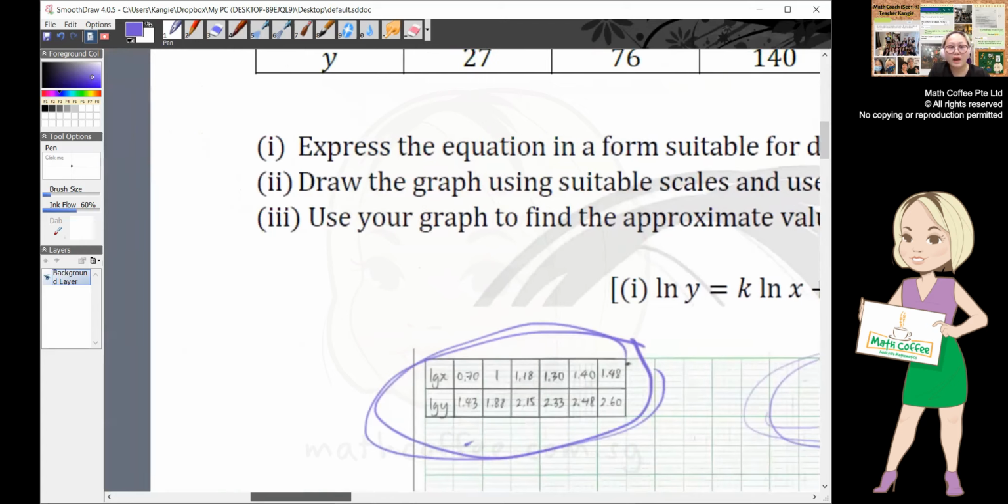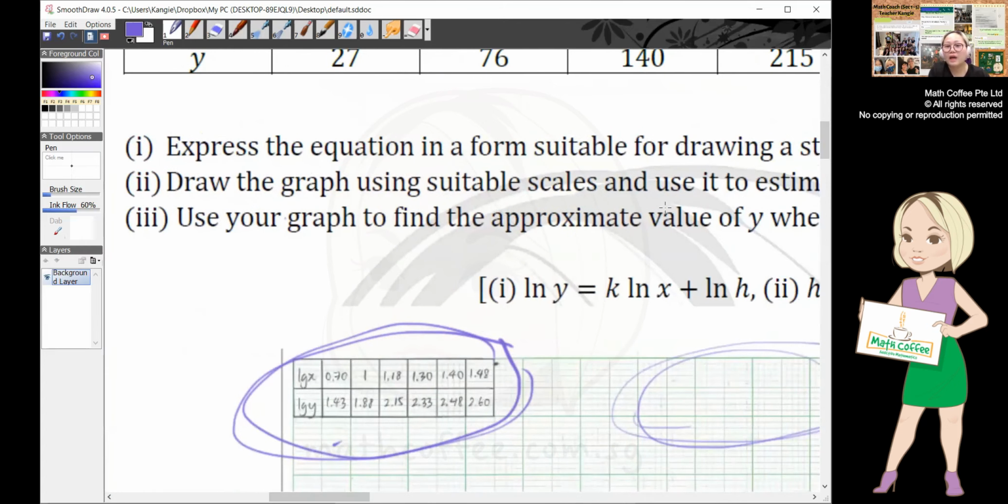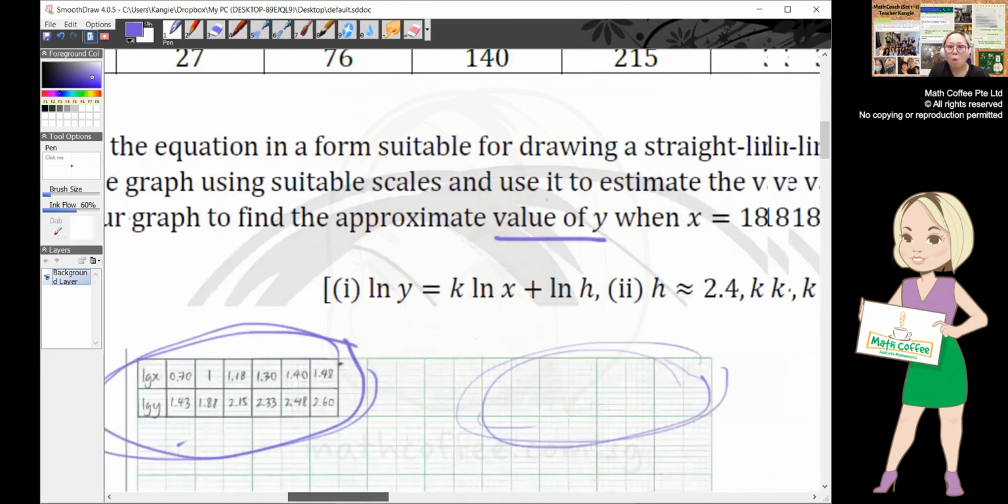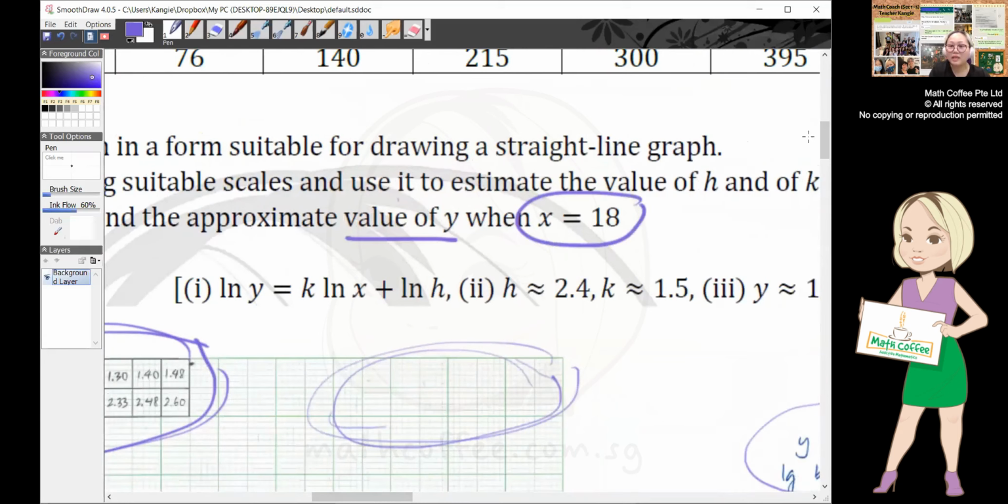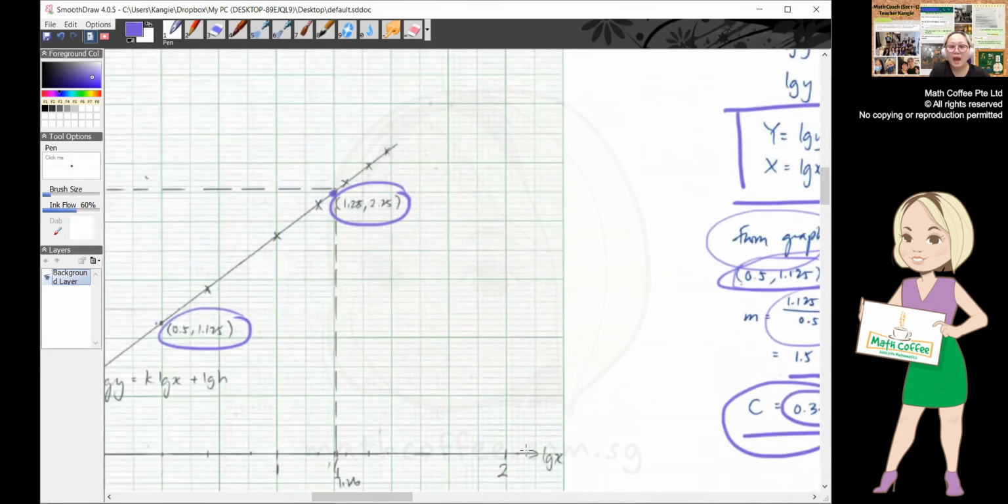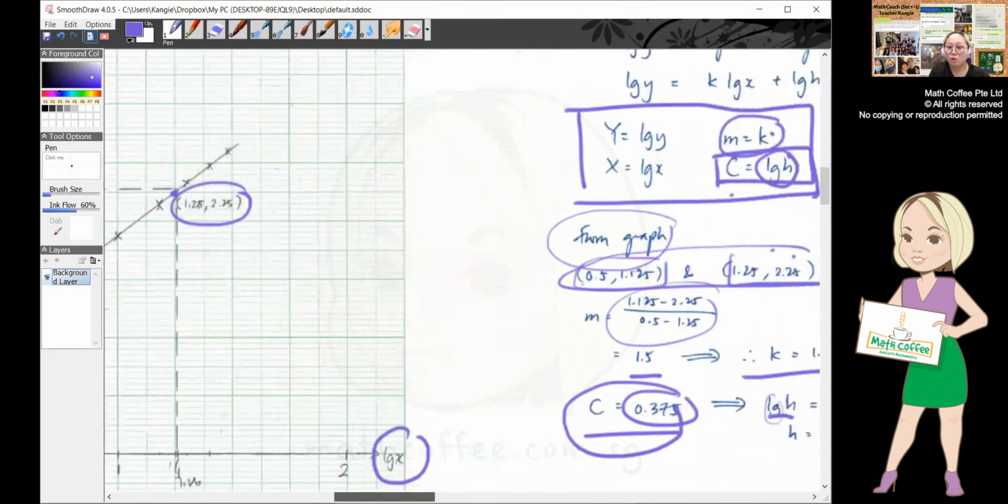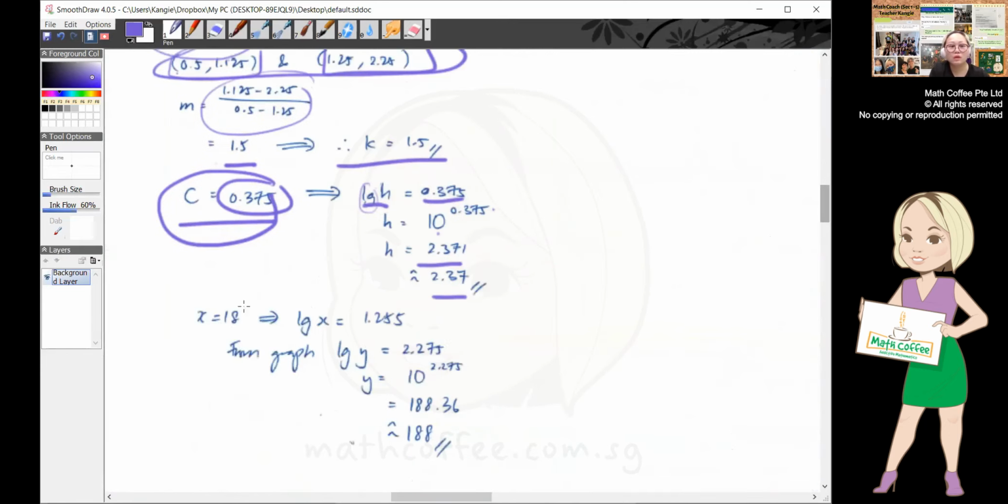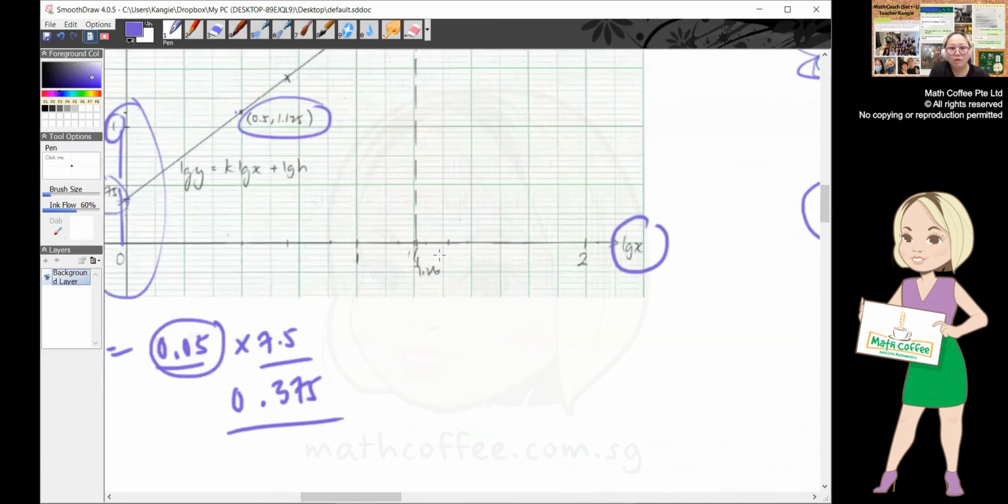They ask us to use the graph to find the approximate value of y when x equals 18. When you look at your big X, it is log X. So remember, when x equals 18, I have to find out what my log x is, which is the big X, 1.255. So I go to my graph and find 1.255. This one, I round off to 1.26.